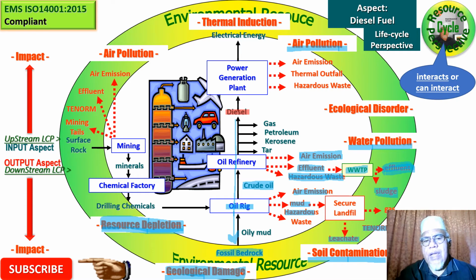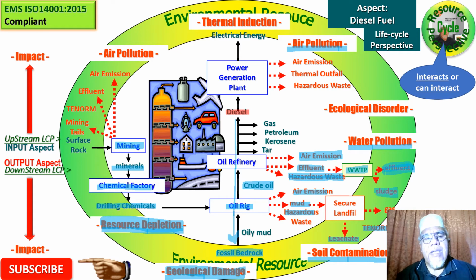Another allocation, this is one allocation, we have drawn a boundary. If we look at the left boundary here, we have got drilling chemicals coming in to the oil rig, barium sulfate, and it comes from a chemical factory. It is getting it from minerals. These are all environmental aspects. And look, mining is an activity. It is not an environmental aspect.